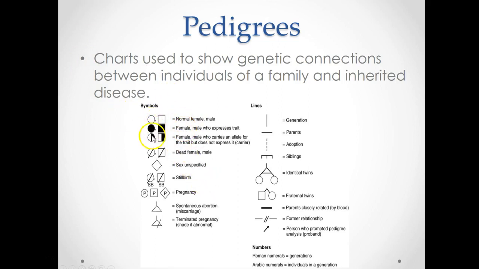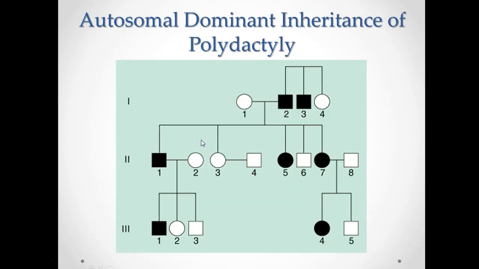There's a little bit of terminology here and some symbols we use. Females are always circles, males are always squares. Individuals who don't have the condition are not filled in. Individuals who do have the condition are filled in, and individuals who are carriers for the condition are half filled in. And then there are other things like generations and parents and so on, but these first group of symbols is the most important here. So let's take a look at an example pedigree.